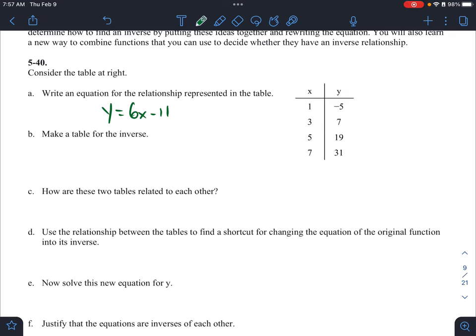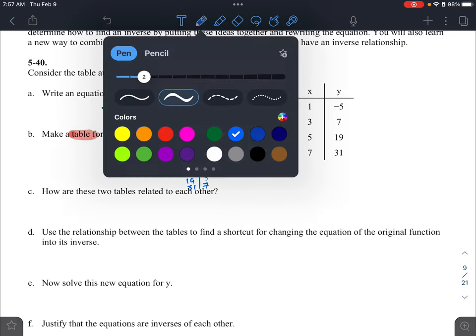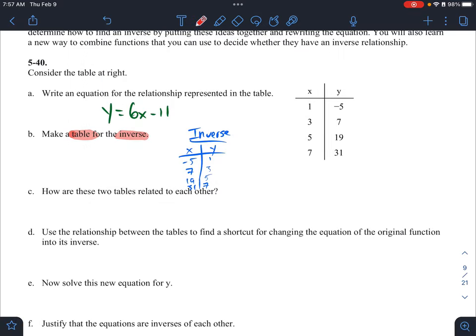Okay, we've looked at creating these tables as well of the inverse, and this is really easy, right? We're just switching. So my inverse table is how my x's and my y's have just switched. So I have negative 5, 7, 19, 31, and 1, 3, 5, 7. Okay? So how are these tables related? I feel like we've talked about this really quite a bit. All we are doing is our x and y's are reversed.